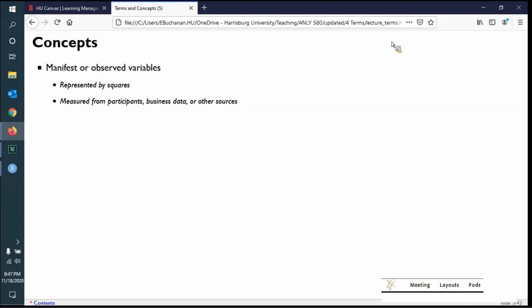Like, I don't know that we would do an SEM really of election data, but we could if you had some sort of way to model that kind of stuff. Any data source, right?